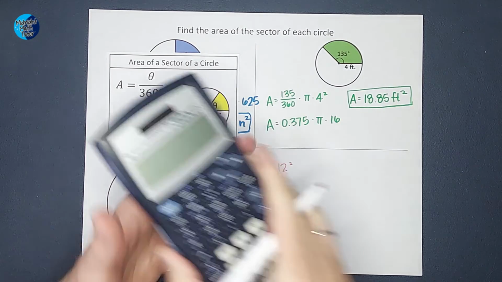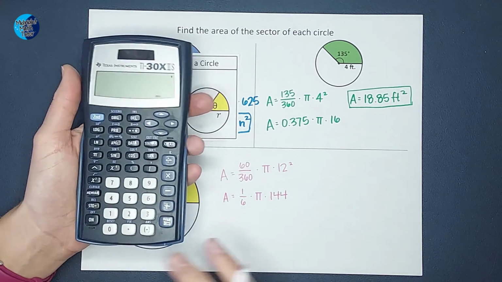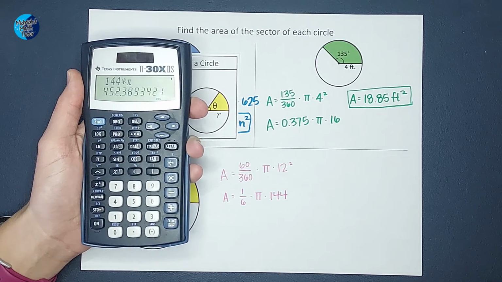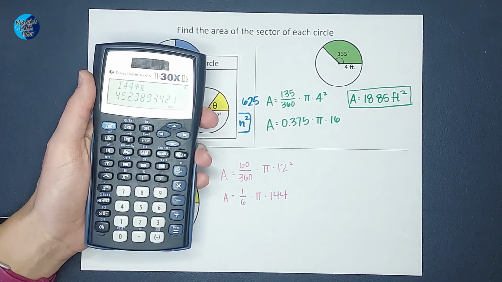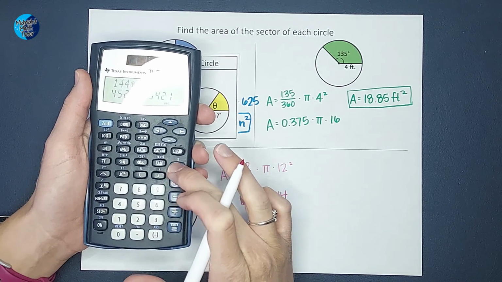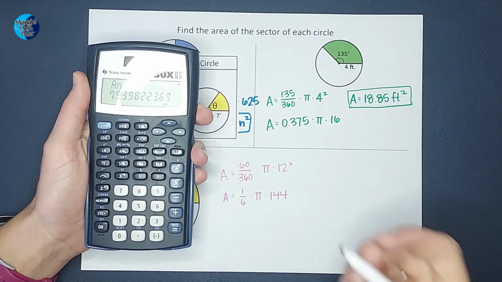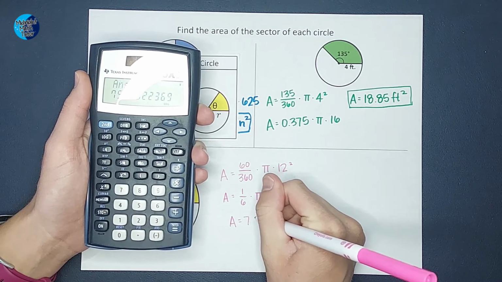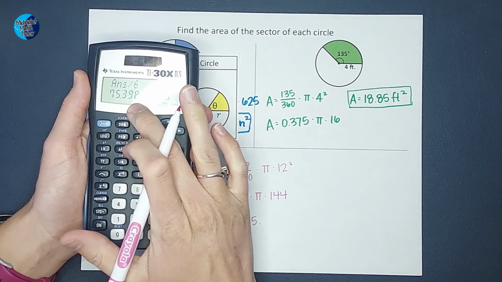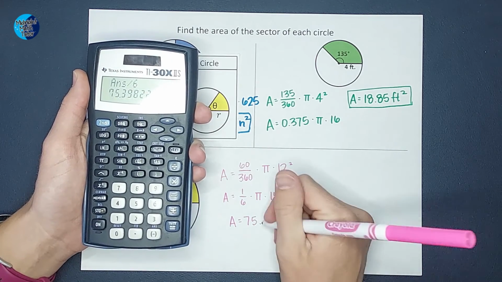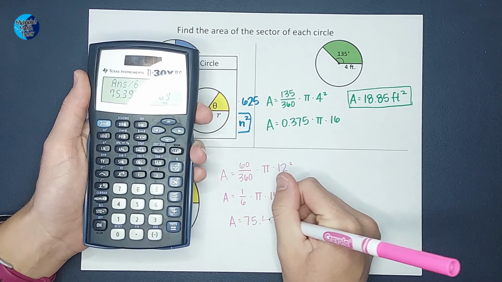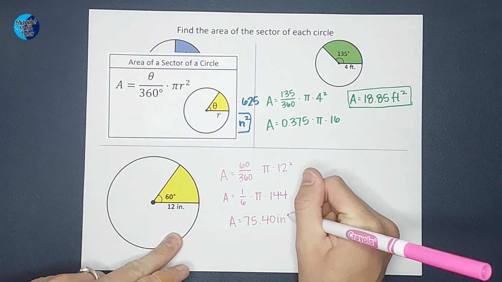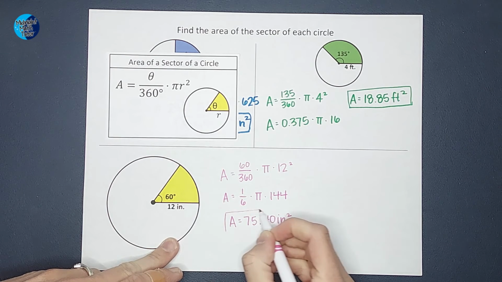All right. So I'm going to take 144, multiply it by pi. I get that nice number, and then I'm going to multiply it by 1/6, which is the same as dividing by 6. So I end up with 75.398. That 8 will round that up, so it is 75.40, and we are in inches. It's area, so we're in inches squared.